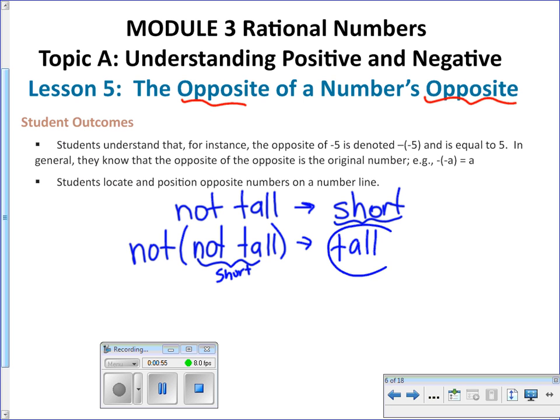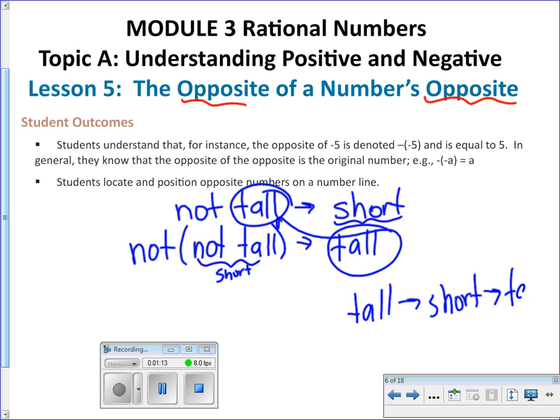So I ended up right back where I started from. Because I said I'm tall, I took the opposite of tall, which was short. Tall. The opposite is short. The opposite of short is tall. I ended up right back where I started from. So that's what we're going to look at today, the opposite of an opposite.